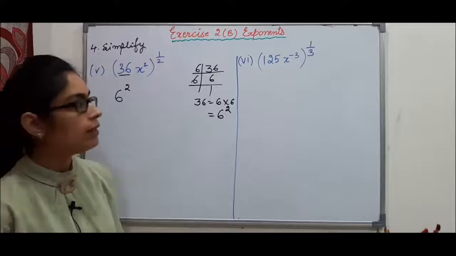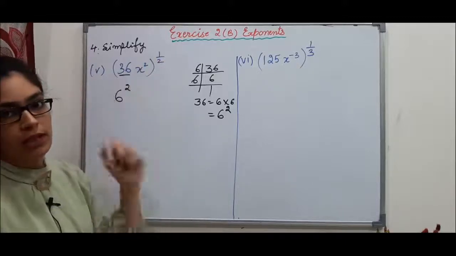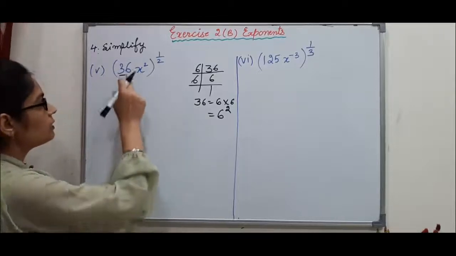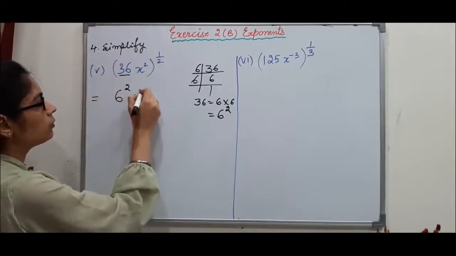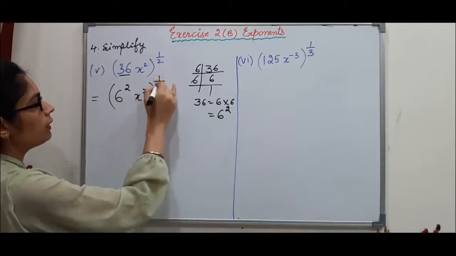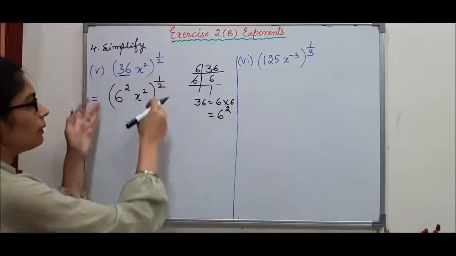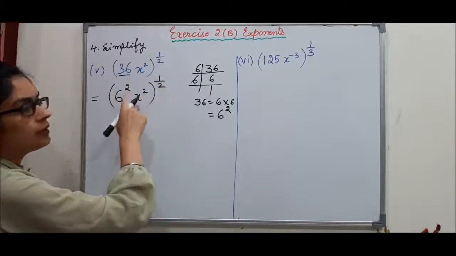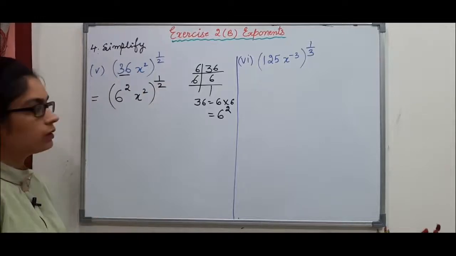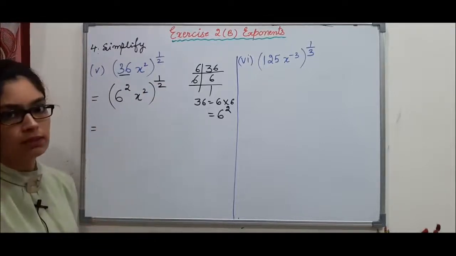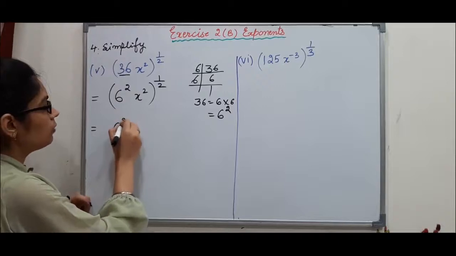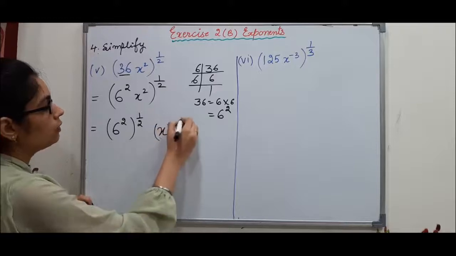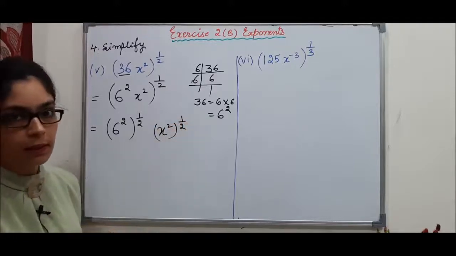Always you have to do this thing: when the power is in fraction, change the number into its exponential form. So 36, I have written 6 to the power 2, x to the power 2, as it is, 1 by 2. Now this whole bracket means this power 1 by 2 is with this number also, and it is with this number also, with both the numbers. So I'll write this power separately now. So 6 to the power 2 with 1 by 2, and x to the power 2 also with 1 by 2 power.